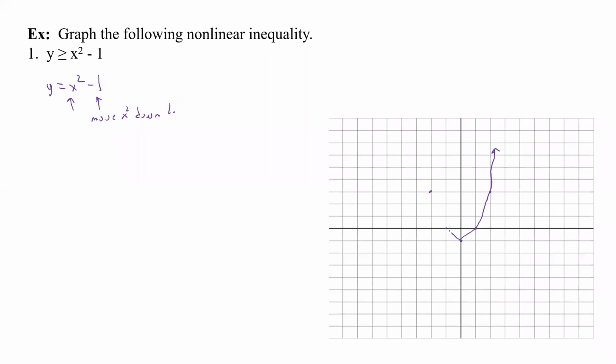And again, I'm not the best drawer on the computer.